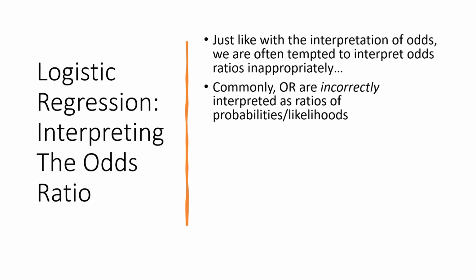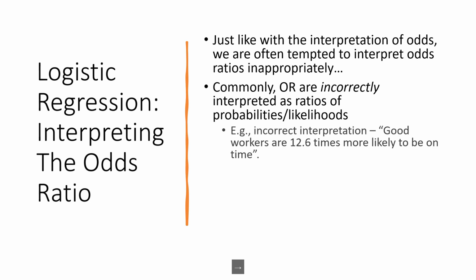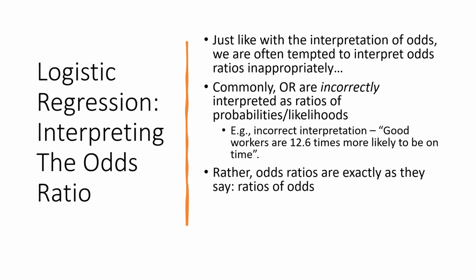But there are some common reasons why that transformation from an odds ratio to a relative risk is not always straightforward. So for instance, the incorrect interpretation of an odds ratio is "good workers are 12.6 more likely to be on time than bad workers." And the reason that this is incorrect is because of the phrase "more likely." That involves probability or likelihood, and we are not discussing probability or likelihood. Odds ratios are discussing exactly what they say, a ratio of odds.